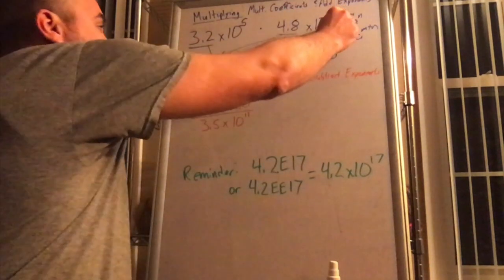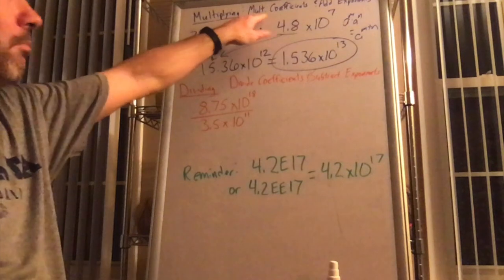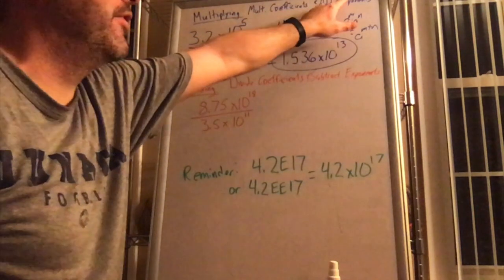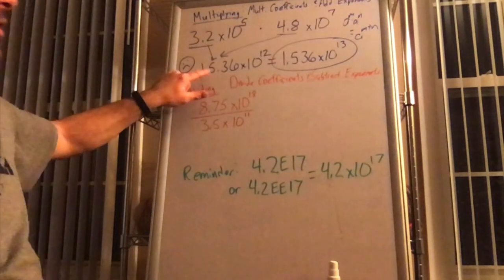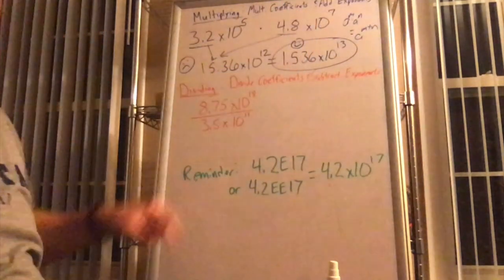All right, so real quick recap. When you're multiplying scientific notation, multiply the coefficients and add the exponents together, and if need be, adjust the coefficient. So now we got a happy coefficient. He's between 1 and 10.